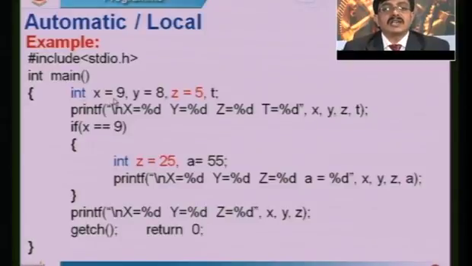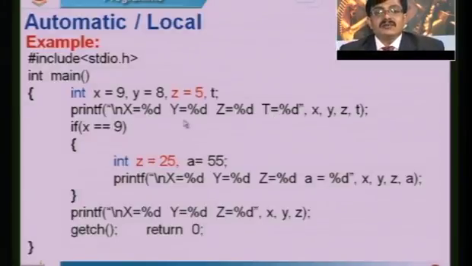Fine. Here the x value is 9, y value is 8, z value is 5 and t is not initialized. So the default value it gets is some junk value, meaning some garbage content of the memory, whatever is there, will be printed. Now, the printf statement says x is equal to %d, and y, z and t values I am going to print. The x value will be 9, y value will be 8, z value will be 5, whereas t will print some junk value, some data will be printed over there.